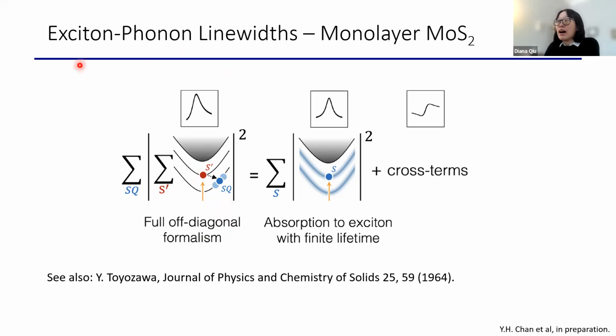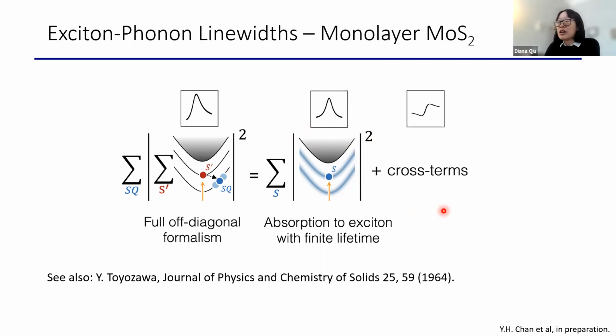In the full off-diagonal formalism, the absorption sums all of these scattering processes on the left-hand side of the equation. But you can break up this sum into two components, one just involving the diagonal terms where the initial state S equals the final state S prime, and then the remaining terms involving the cross products of the sum. The first term looks like a sum over a bunch of Lorentzians. What you can interpret this as is an amplitude of exciting into an exciton state S that already has some finite lifetime, and it's going to give you an absorption line shape that looks Lorentzian.